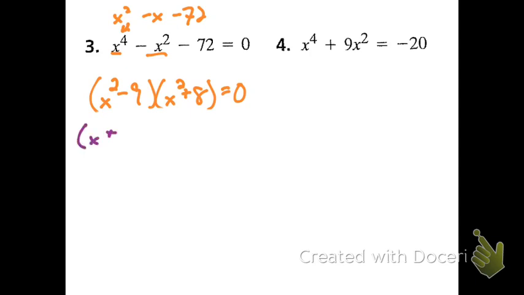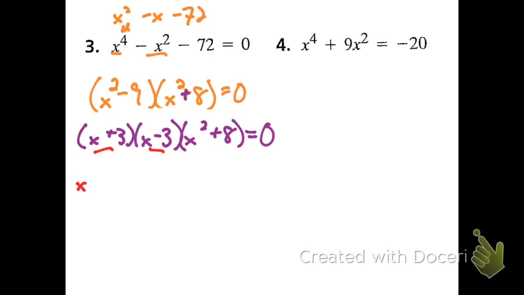This is x plus 3, x minus 3, and I have x squared plus 8. That doesn't factor. It's not a difference of two squares. It's not a difference because it's addition right there. Now we can get some solutions. And now is when we set each of those equal to 0. So x plus 3 equals 0. X minus 3 equals 0. I'm also going to set this equal to 0. X squared plus 8 equals 0. Now I'm going to get all the solutions that I can.